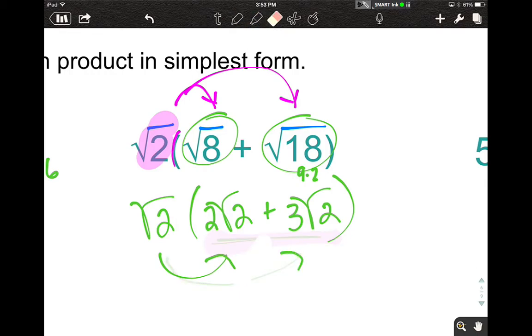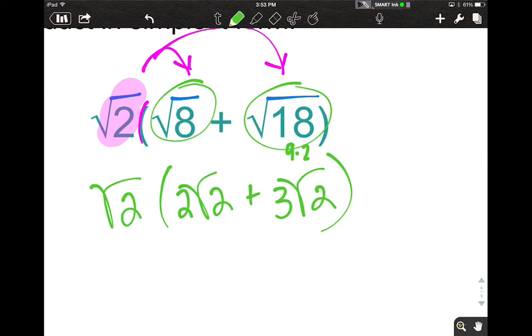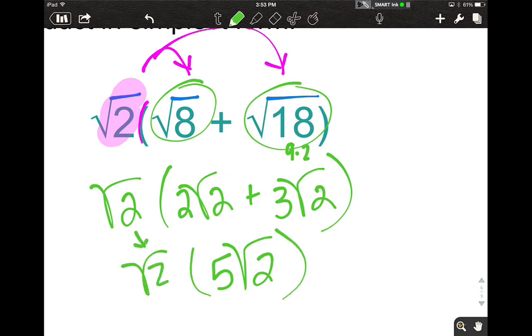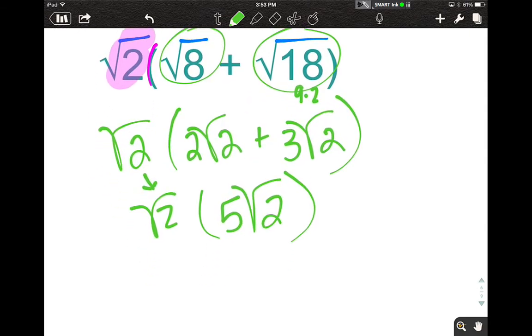So why don't we put it together? 2 times the square root of 2 plus 3 times the square root of 2 is going to be 5 times the square root of 2 multiplied by the square root of 2. Okay, this just has to get brought down. I haven't really done anything with it yet. And now, how am I going to multiply those? Well, it's kind of like having a 1 here.